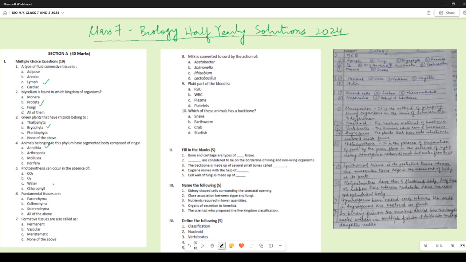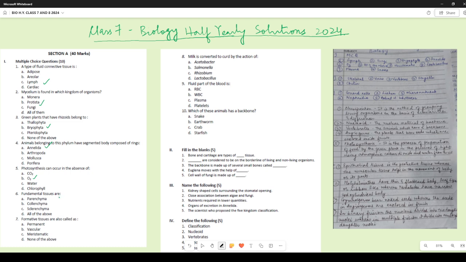Photosynthesis can occur in the absence of oxygen, not in the absence of carbon dioxide. It needs carbon dioxide. Carbon dioxide is one of the raw materials for photosynthesis, but it can occur in the absence of oxygen.